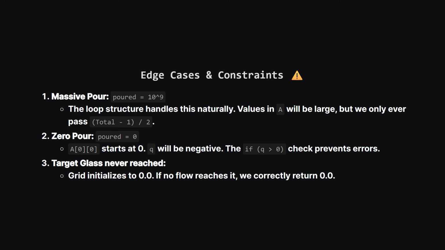What if we pour 0? Then our overflow calculation will be negative. Our if q is greater than 0 check will fail, and nothing will happen, which is correct. And if the champagne never reaches our target row, the value stays at 0, which is also the correct answer.